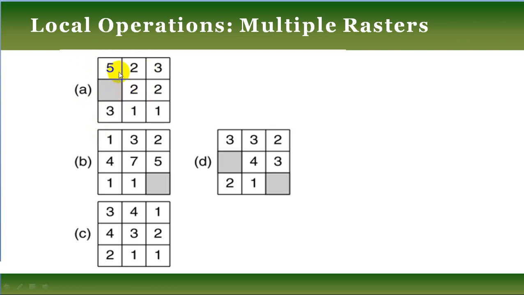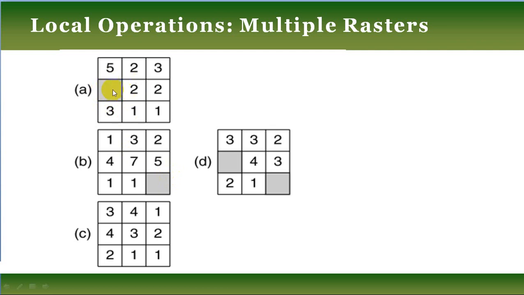All those rasters have the same cell size, and also the same number of rows and the same number of columns. Now in those rasters you will see some pixels are gray instead of having any value. That means those pixels do not have any value. So those pixels or cells are called no data.